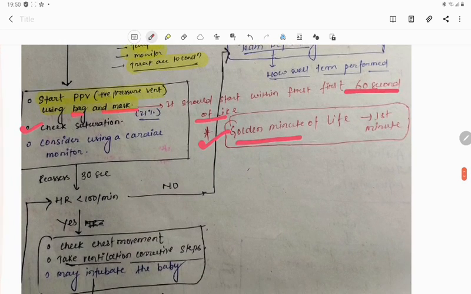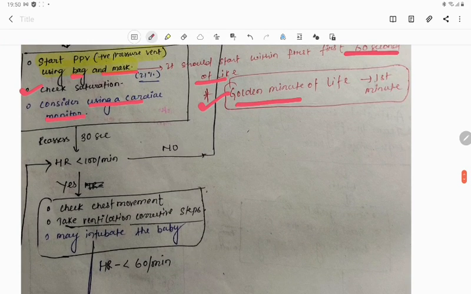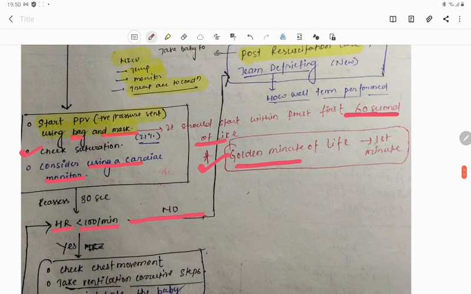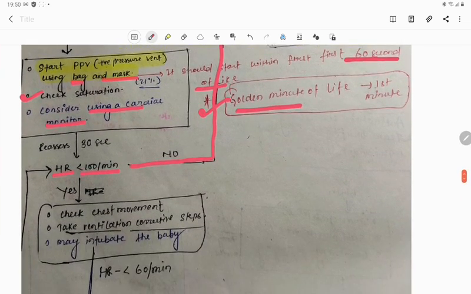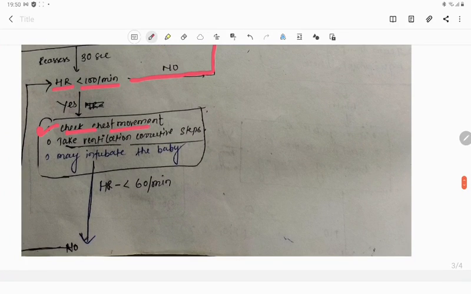Then we check for the saturation, and this is the new addition, we can consider using a cardiac monitor. After doing PPV for about 30 seconds or so, we again check the heart rate of the baby. We see whether it is less than 100 or more than 100. If it comes out to be no, then we directly take the child for post resuscitation care. But if the heart rate is still less than 100, we check the chest movements. We are pushing air using the ambu bag, and if there is still no rise in the heart rate, we check whether the things are properly connected or not, right?